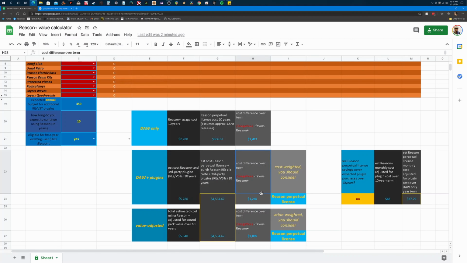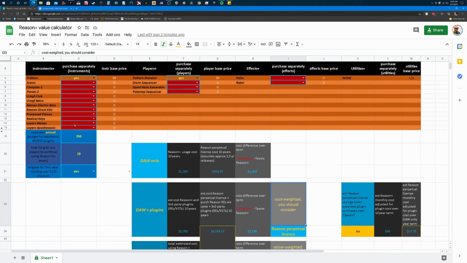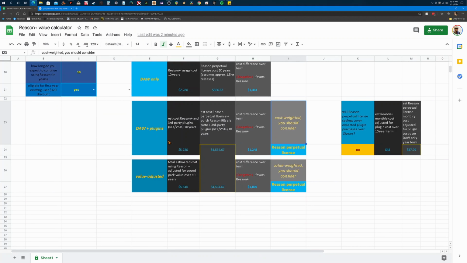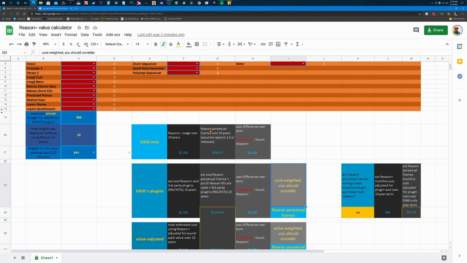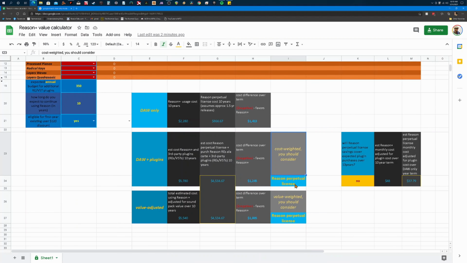And then, the cost differential between those two. And then over here, you see the cost weighted. You should consider getting a Reason perpetual license. And you can manipulate the numbers to make it more favorable for a Reason Plus license. So you can play around with that. And then the value adjusted section.